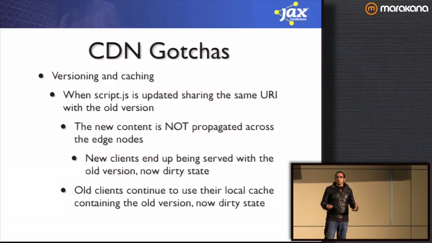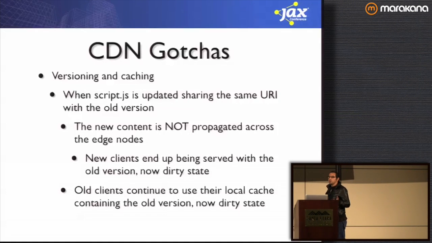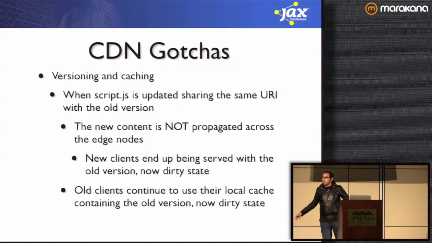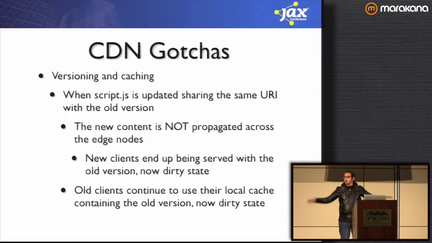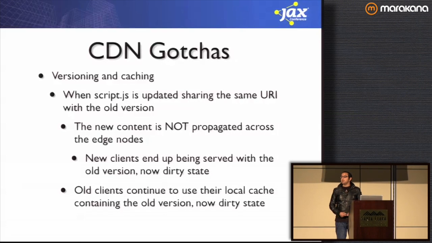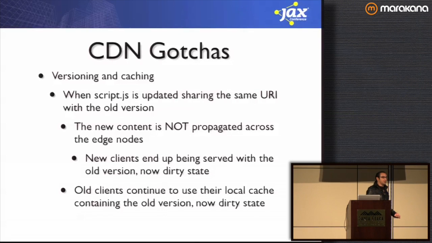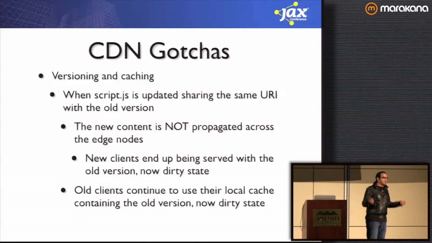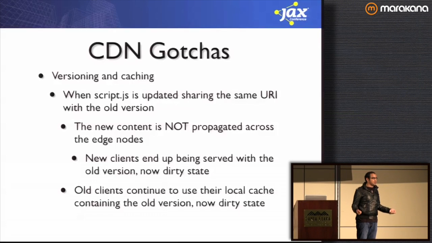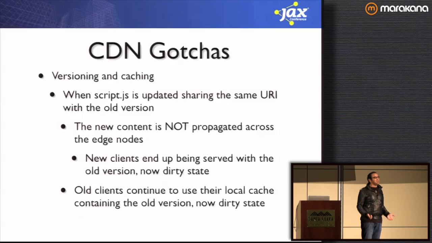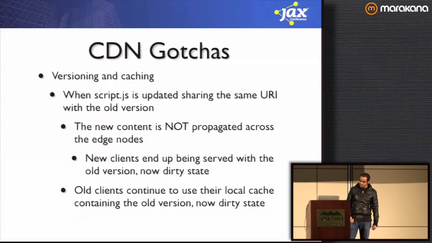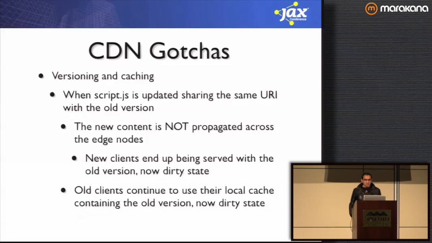So what you can do, and what a lot of CDNs allow you to do, is invalidate script.js in all of these nodes, and it takes a while, so they can get the new copy automatically. Now you still have another problem, which is all of these clients that refuse to go and get the newer version because they think they have it. They think they have script.js, not realizing they still have the older version. It sucks. So how do you deal with all this dirty state going out of control?